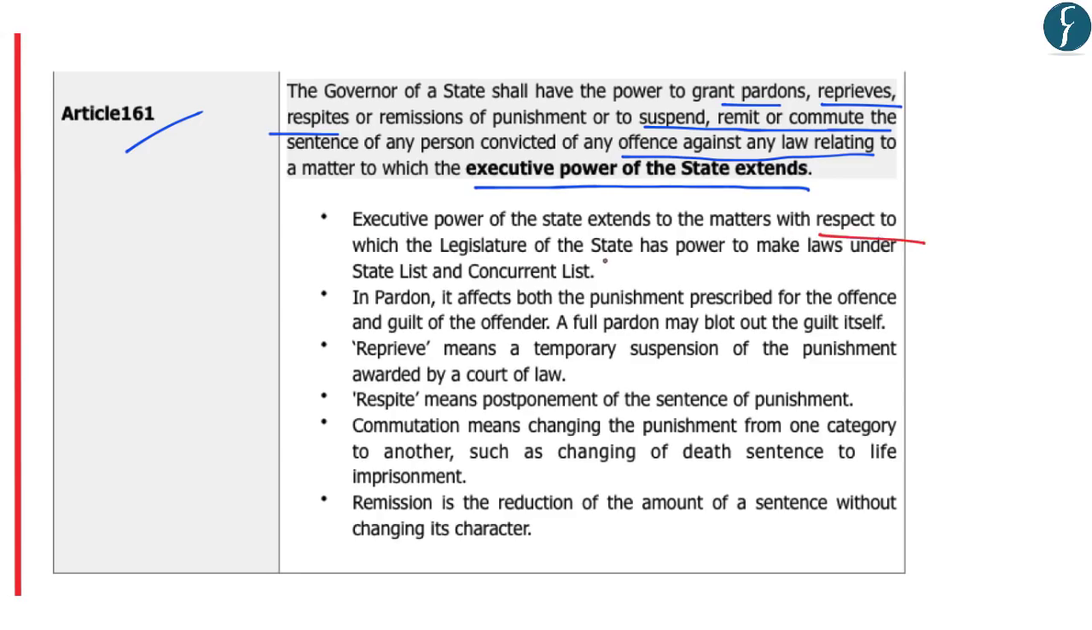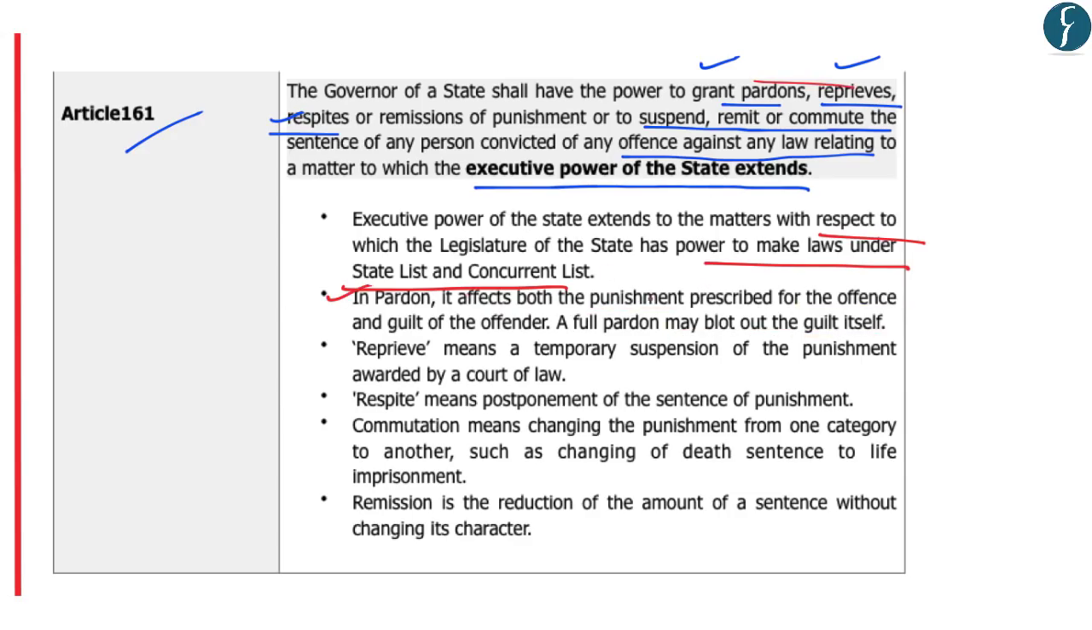respect to which the legislature of a state has power to make laws under state list as well as concurrent list. So on any matter to which the state power extends, the governor has the right to grant pardon, reprieves, respite, remission of sentence, or even to suspend, remit, or commute the sentence. In this aspect, let's understand these different words.